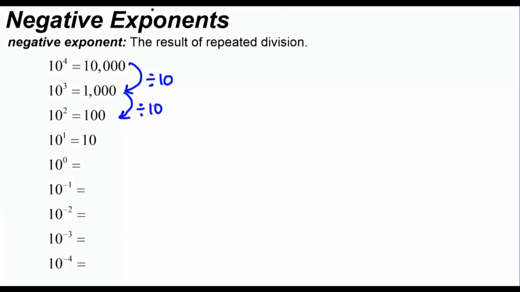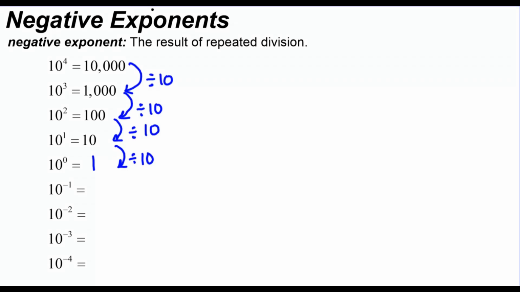1,000 divided by 10 is 100. 100 divided by 10 is 10. So if this pattern were to continue, which it has to, I have one less factor of 10. So what's 10 divided by 10? Is it 0? No, it's 1. 10 to the 0 power is actually 1. And actually anything to the 0 power is 1. And we're going to see that here in a minute.